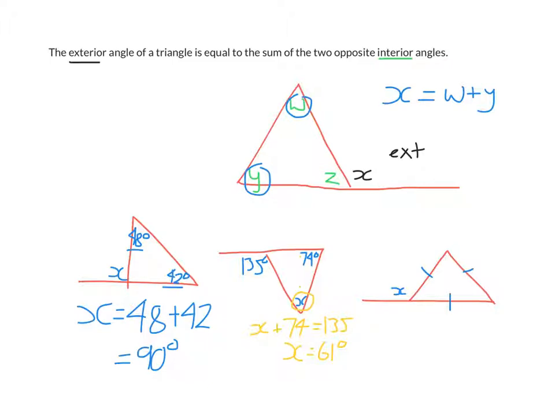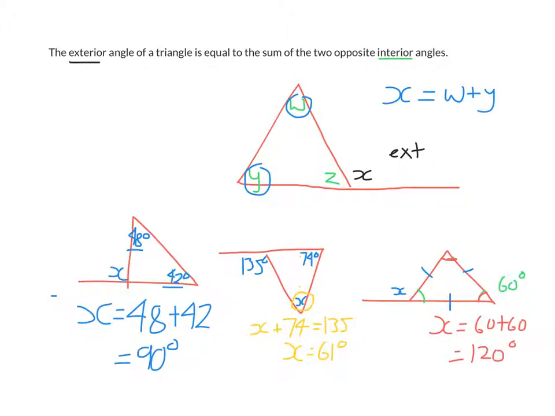So if we look at the last one, note that the triangle in the picture is equilateral. So even though no angles are marked, we can figure them out. We know that this angle, and this angle are all 60 degrees because the angles inside any equilateral triangle are 60 degrees. So x is just going to be the sum of the two opposite interior angles, this one plus this one, 60 plus 60, which gives 120 degrees.